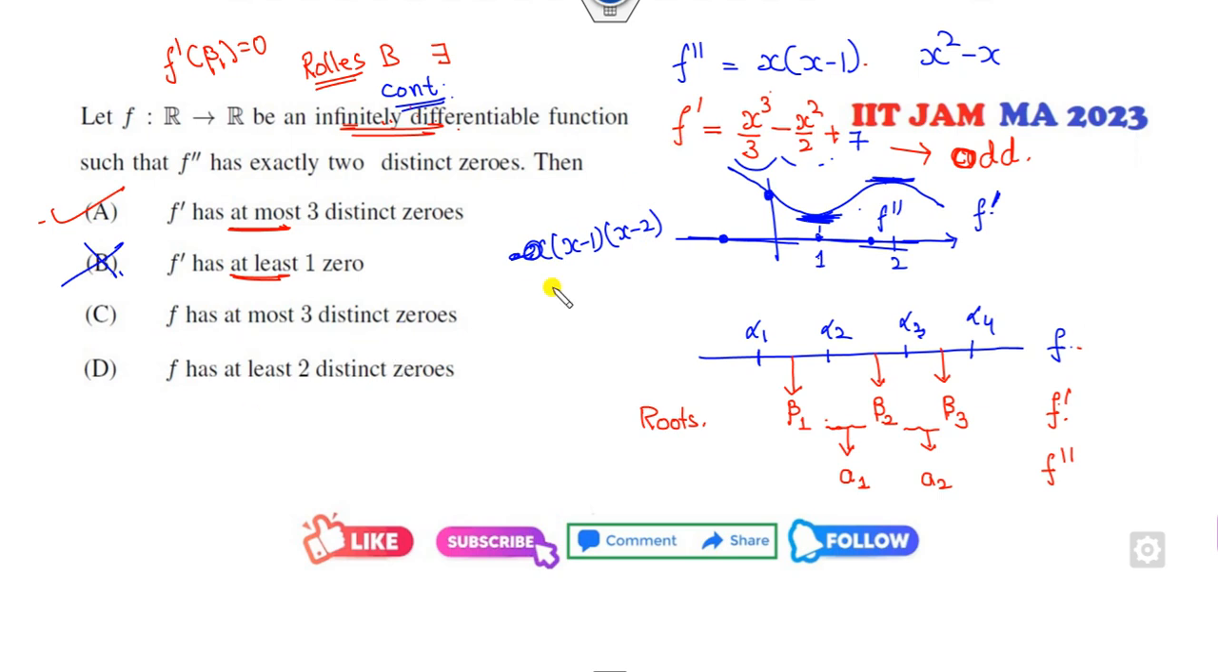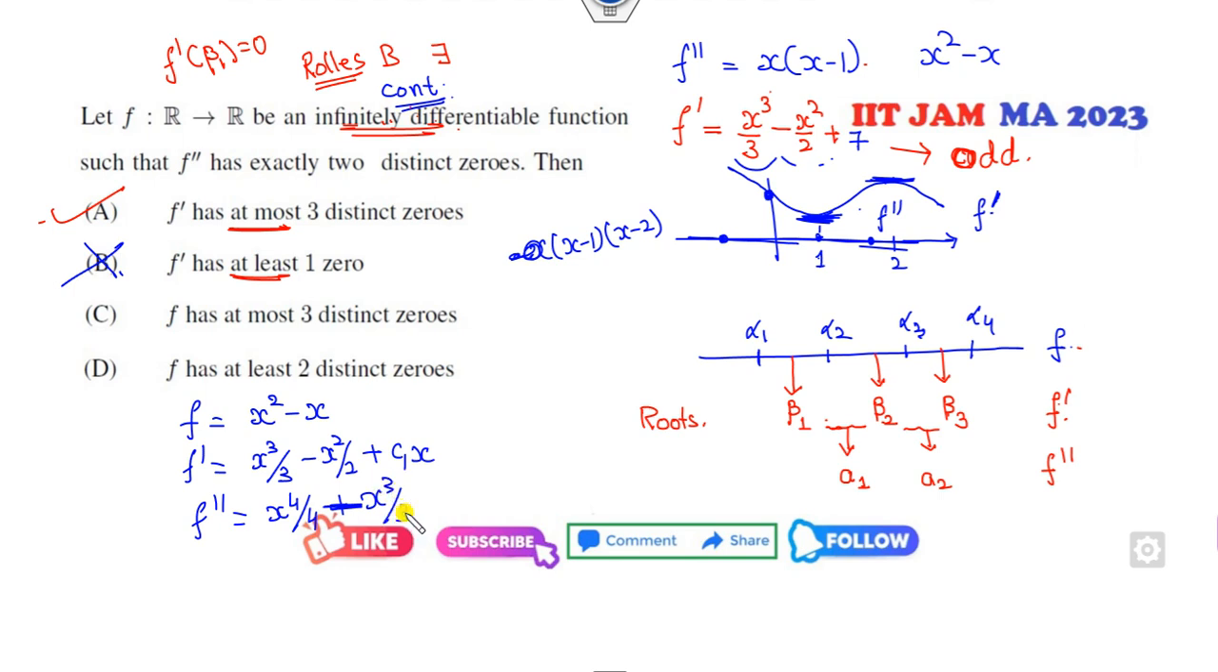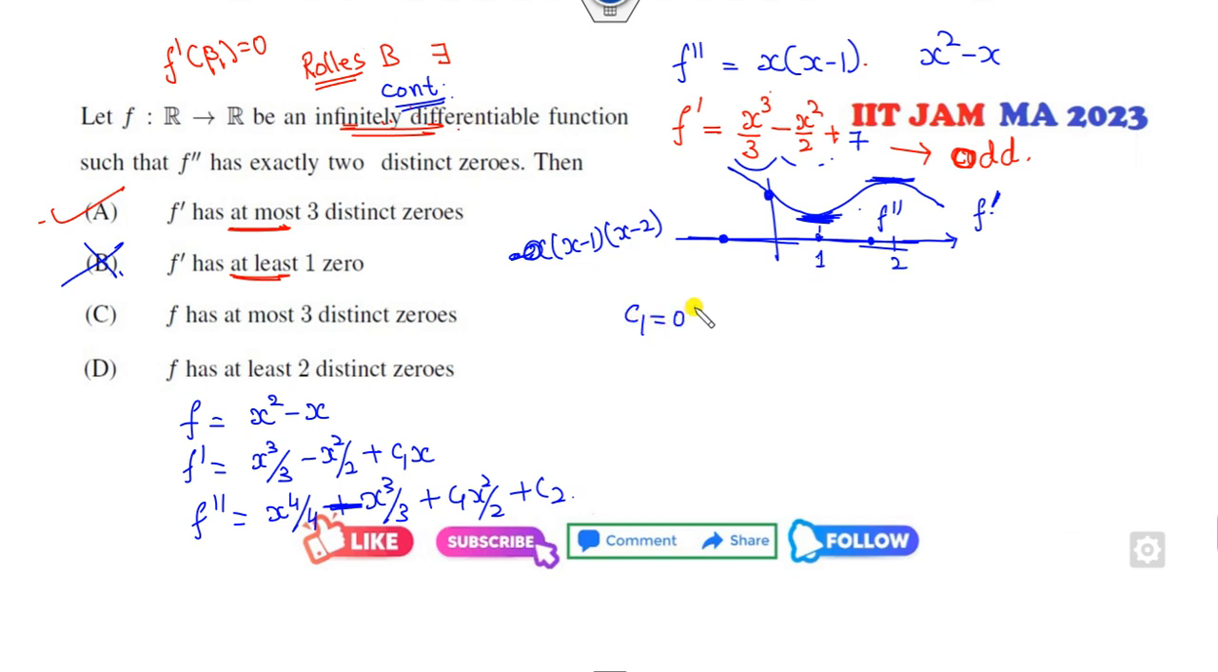Now you are talking about the f. If I simply say x into x, so x square minus x, f dash will be x cube over 3 minus x square over 2 plus c1x, and f will be x4 over 4 minus x cube over 3 plus c1 x square over 2 plus c2. Fine. Now you can see I can choose c1 as 0, and c2 as another number, say 10. So what is my function? x4 over 4 minus x cube over 3 plus 10. Now this is degree 4.